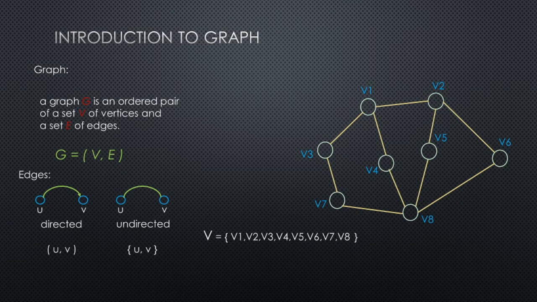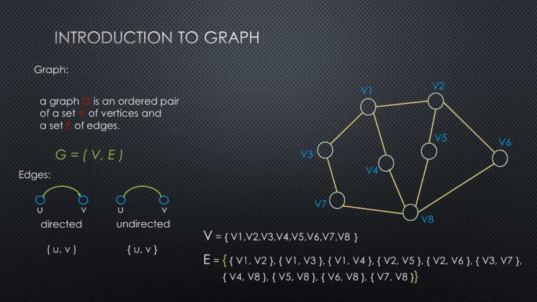So now that we know how to represent edges, we can write the set of edges for this graph here. We have an undirected edge between V1 and V2, V1 and V3, V1 and V4. We have one between V2 and V5, V2 and V6, and one between V3 and V7. There's one between V4 and V8, V5 and V8, V6 and V8, and V7 and V8. So this is our set of edges. Typically, all edges would be either directed or undirected.